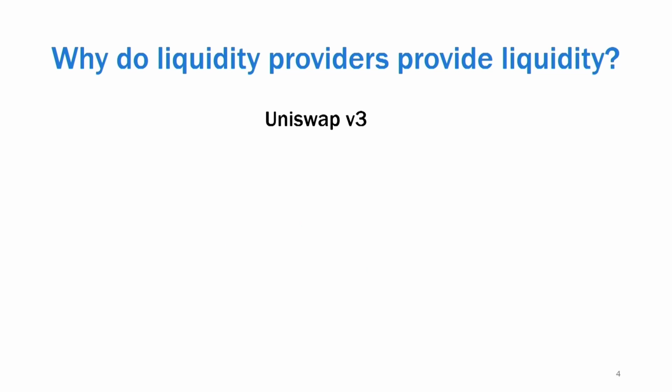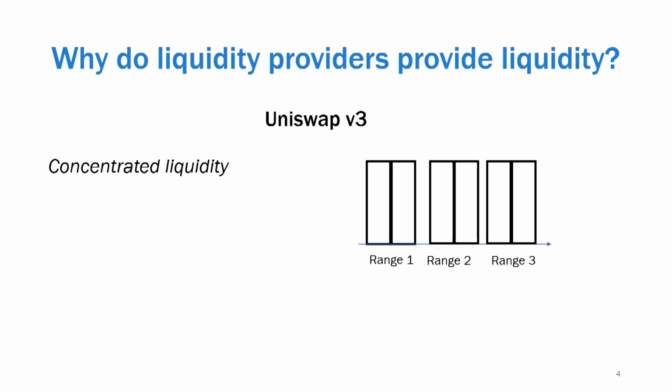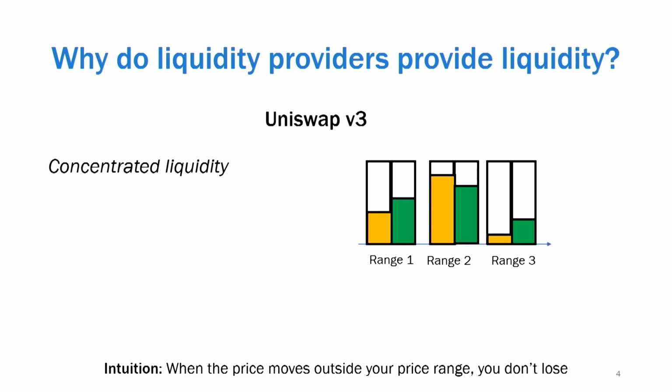However, more recently, Uniswap V3 introduced a new incentive mechanism called concentrated liquidity. The idea here was that we would split our pool into different price ranges. So instead of just having one pool of Bitcoin and one pool of USDC, we now have three different price ranges, and each price range is going to get a different amount of liquidity from the liquidity providers. Basically, they can choose which price ranges they want to invest in. The intuition here is that when the price moves outside your liquidity range, you don't lose.